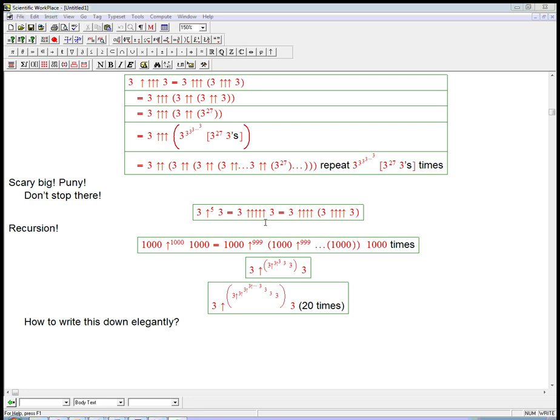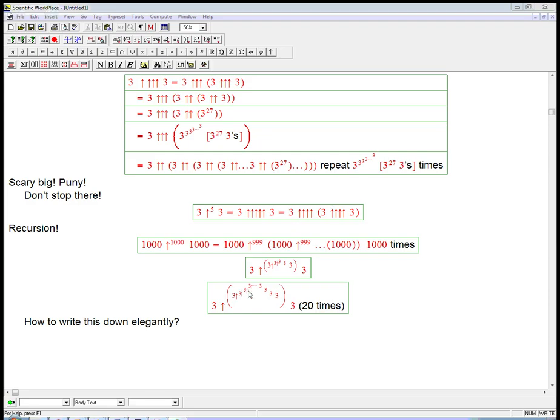Let's continue our story of ridiculously big numbers. Where we left off, we had the multiple up arrow notation, and we got as far as imagining maybe 1,000 up arrows, and then 1,000 up arrows in terms of 999, etc. And then we thought about towers.